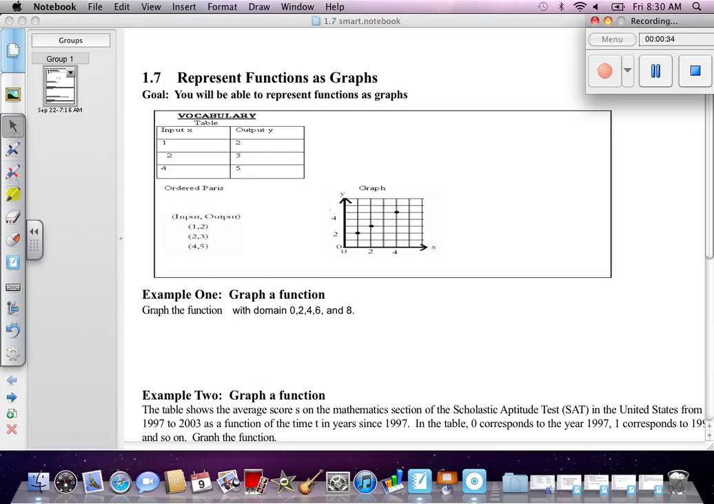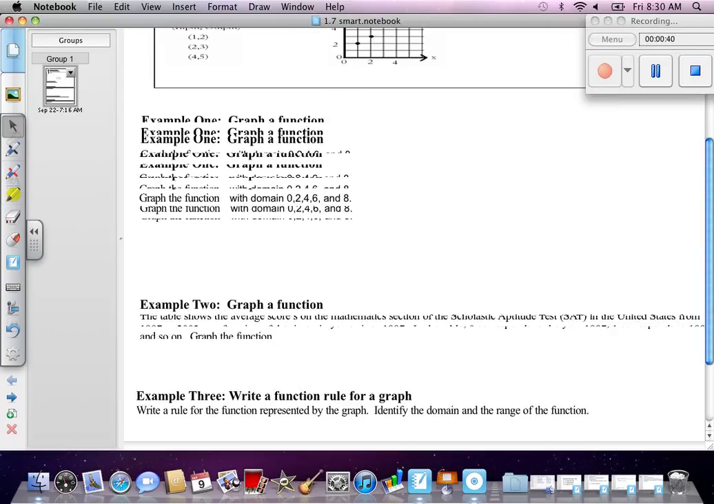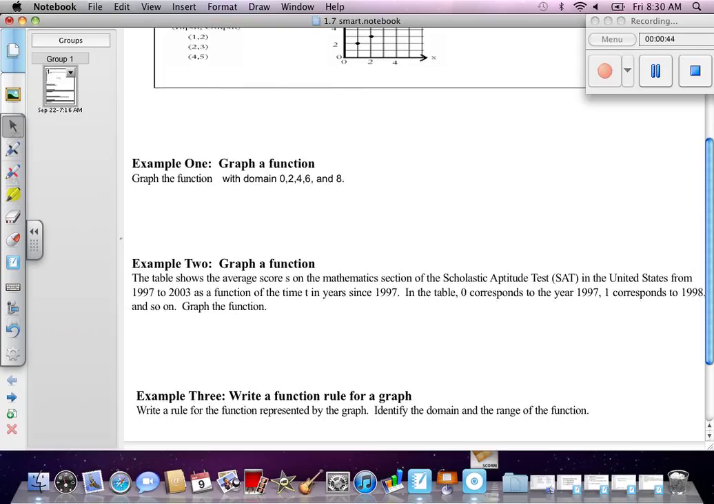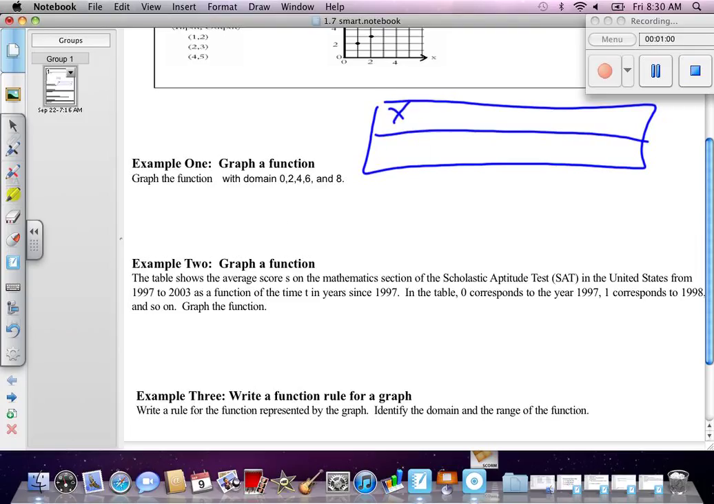All right, let's look at example 1 then. We need to be able to graph the function y equals 1/2 x with a domain of 0, 2, 4, 6, and 8. So the first thing we're going to do is make a table with these. Remember, my x's are my inputs, these are my y's. So I've got 0, 2, 4, 6, and 8. Those are my domain, and I know domain means the x's, the inputs. Then my function is y equals 1/2 x.